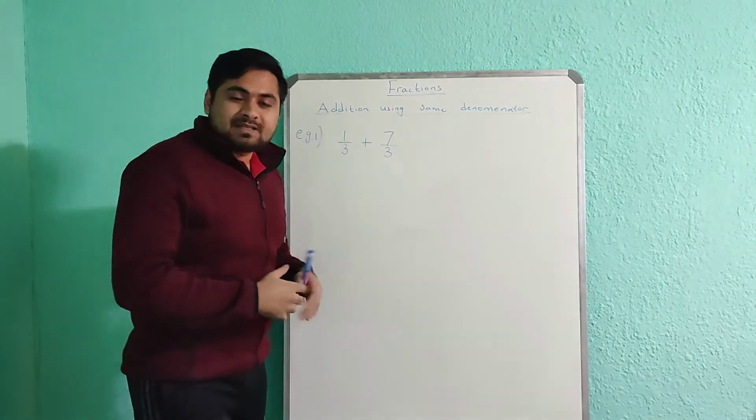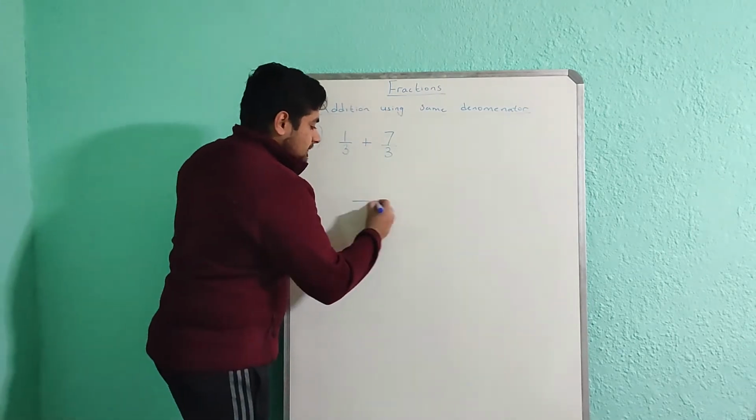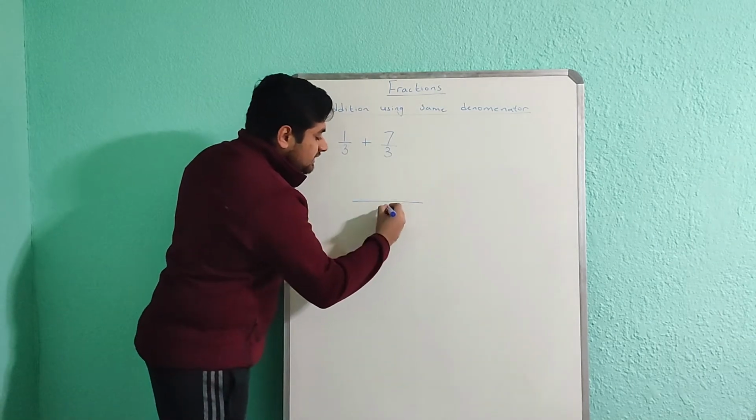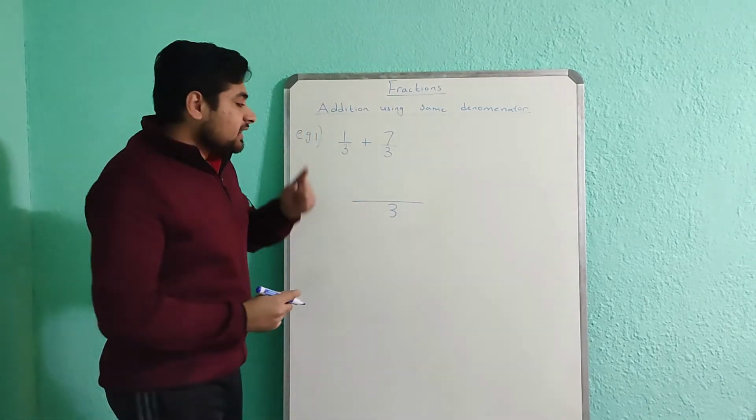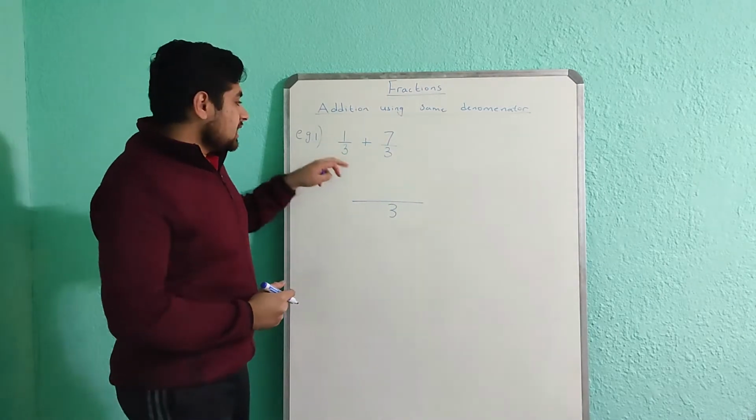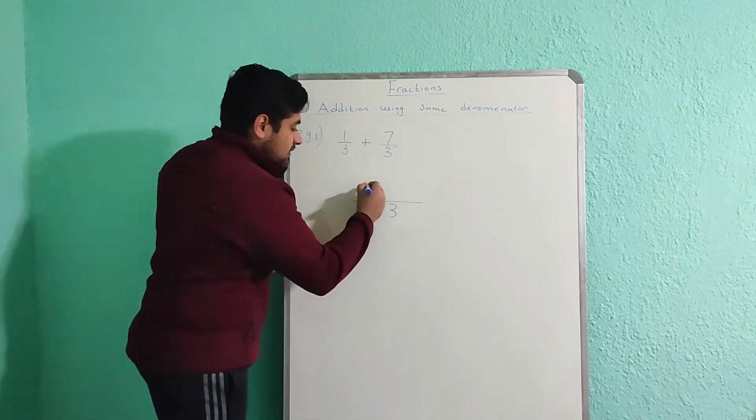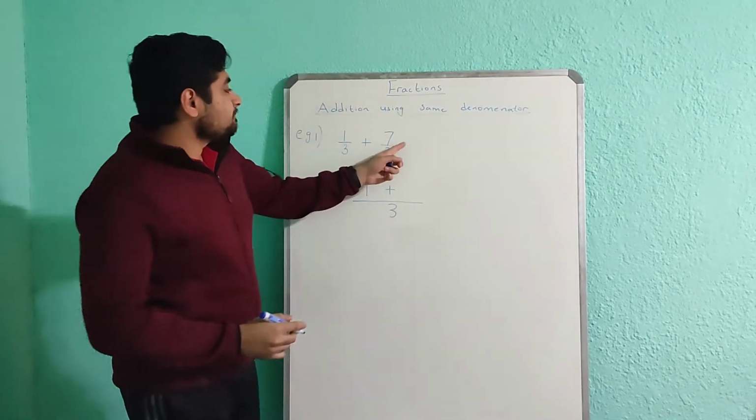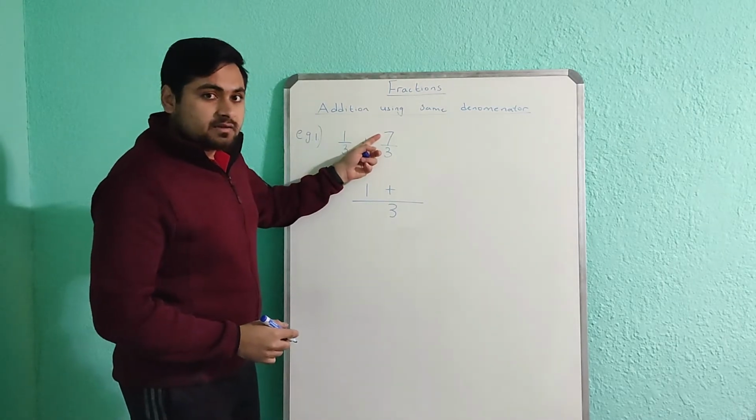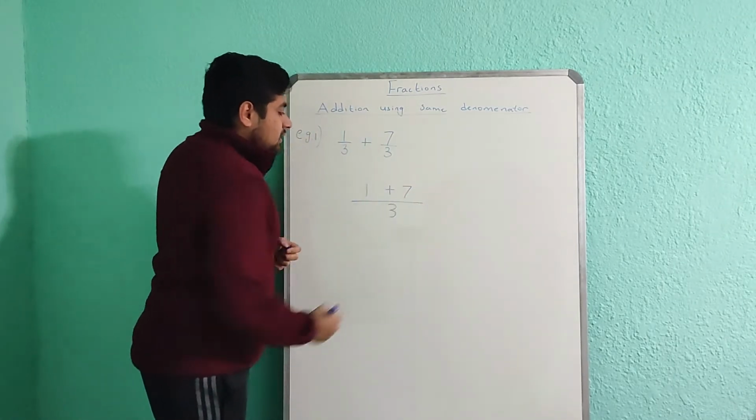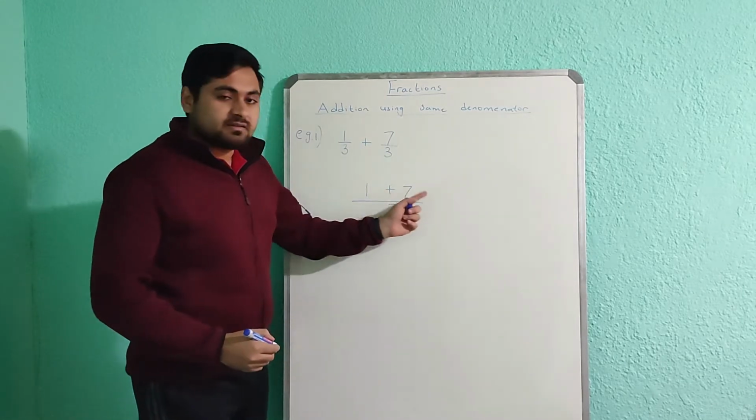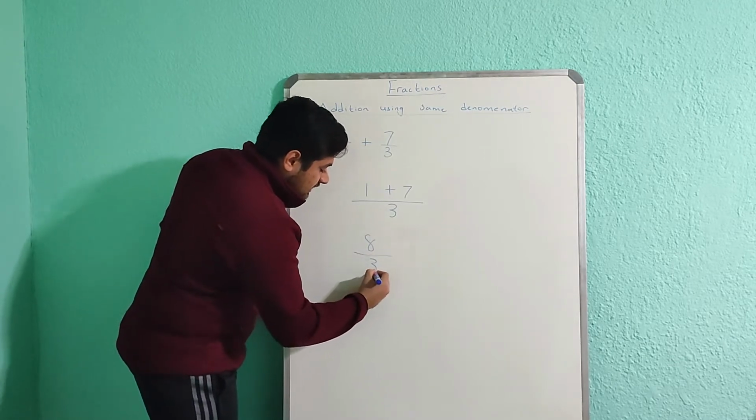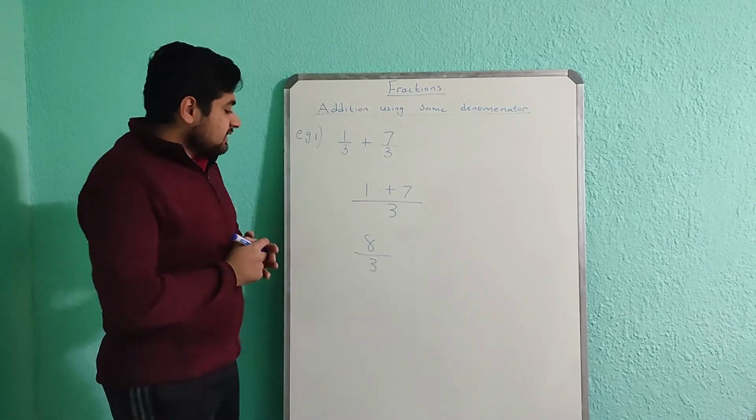Fractions with same denominators is easy. You draw a line, right? And then you see both are the same. Put your fraction denominator as it is, 3. And then you simply add the numerators. So what is the numerator of fraction 1? It's 1. And then what is the sign? Plus. Correct. And then what is the numerator of the second fraction? 7. So now you simply add them. What is 1 plus 7? 8. So 8 over 3. Hence our answer for this is 8 over 3.